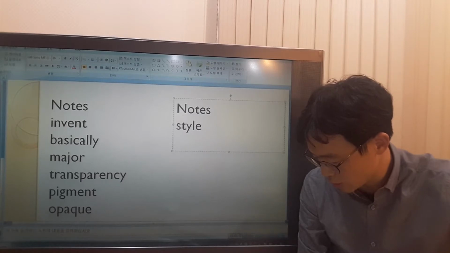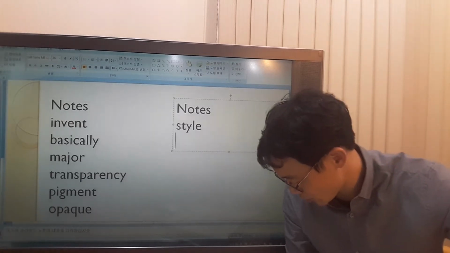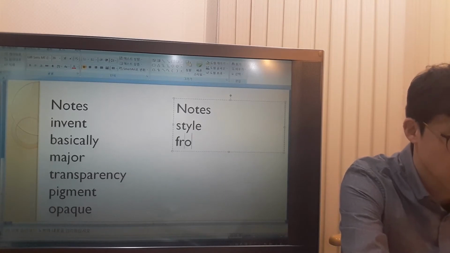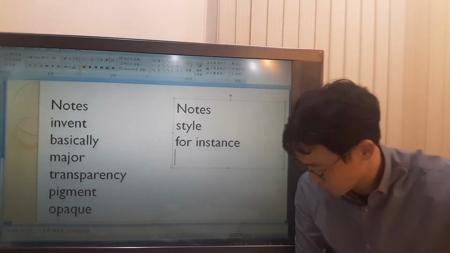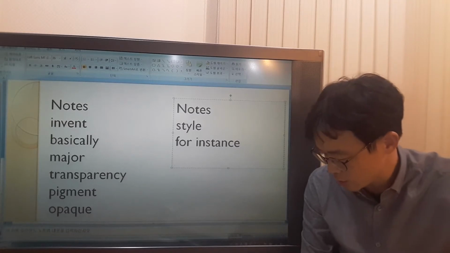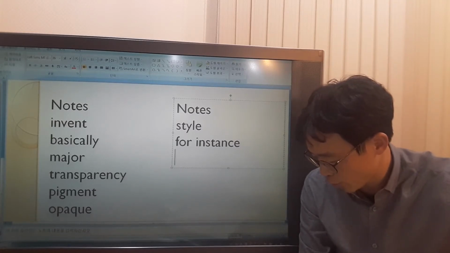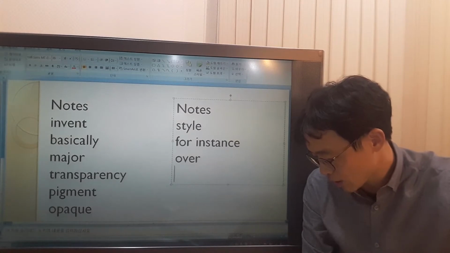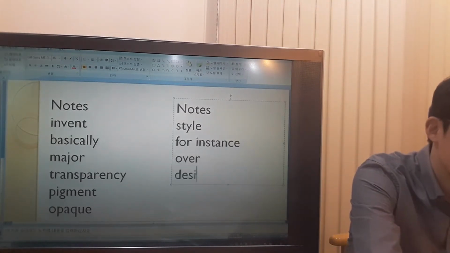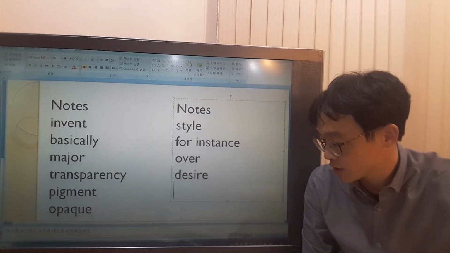For instance, an artist using oil paints can simply paint one opaque color over another until he gets the desired result. For instance, what does that mean? For instance is the same as for example. Instance means example or something happening, the case of something happening. An artist using oil paints can simply paint one opaque color over another. What does over mean? Well, over means on top of that, until he gets the desired result. What does desire mean? Desire means to want, the wanted result.